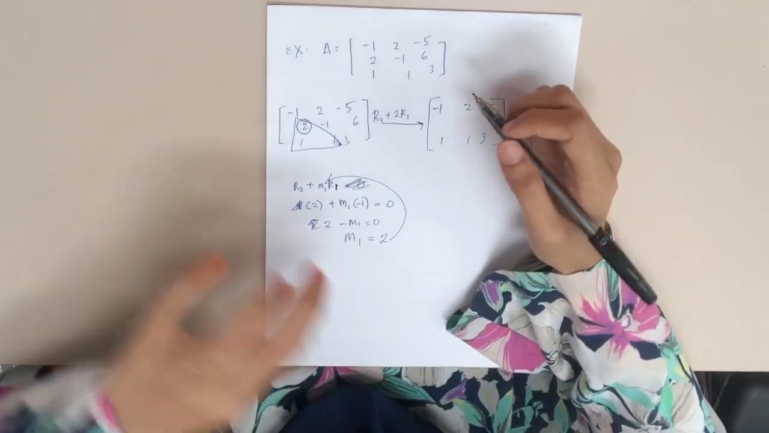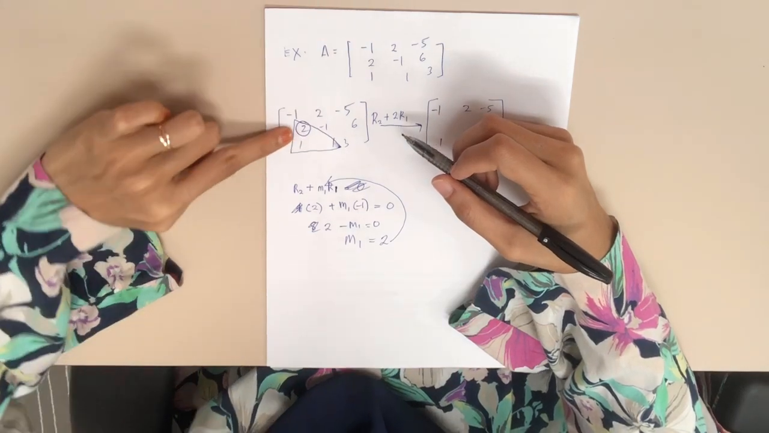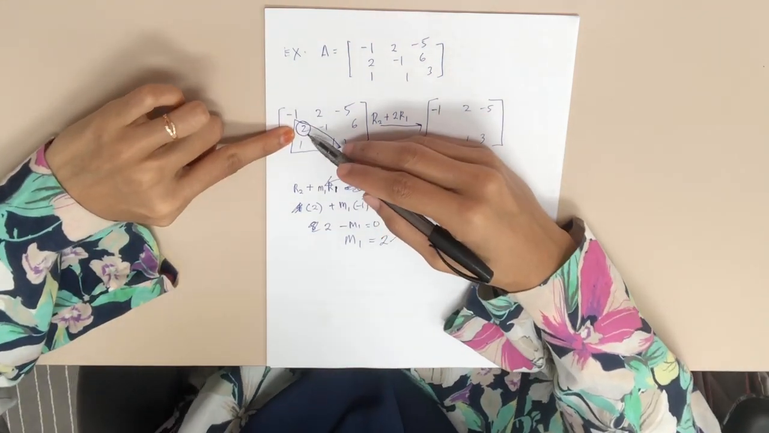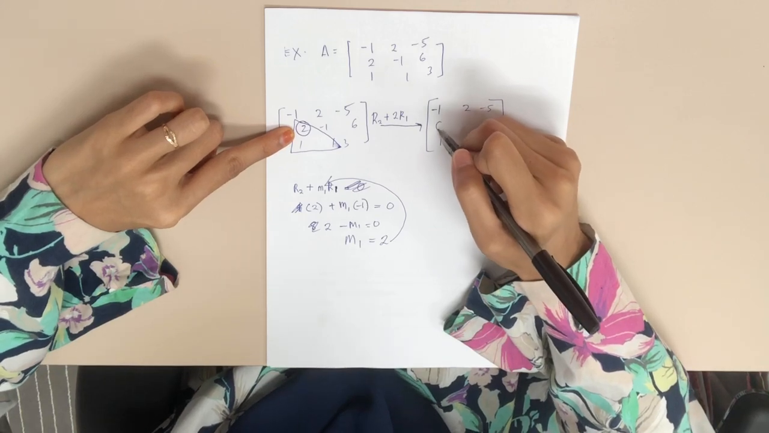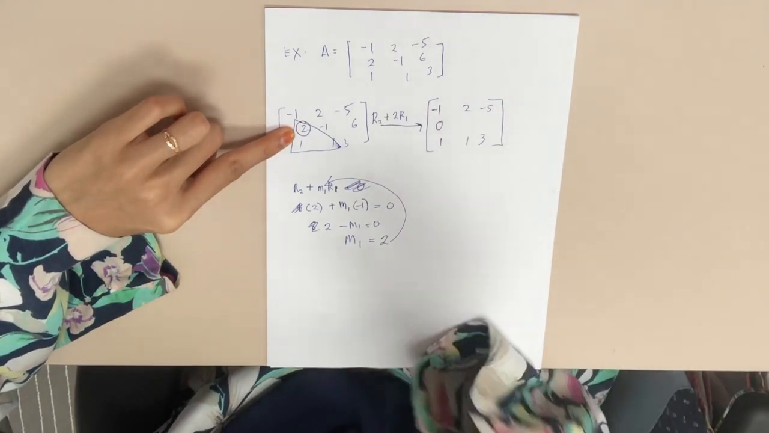Now we want to use this operation to change row number 2. We already know that the 2 now becomes 0, so you do not have to calculate anything, but you can try. You can just substitute back.